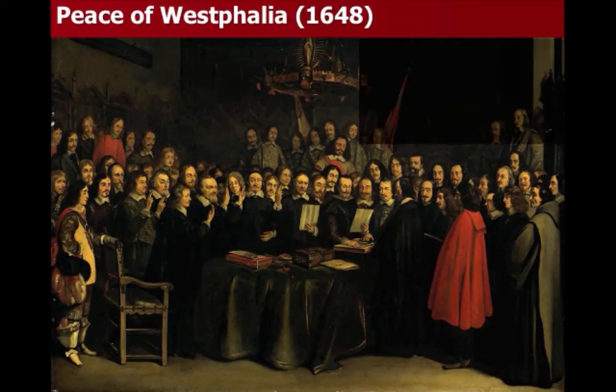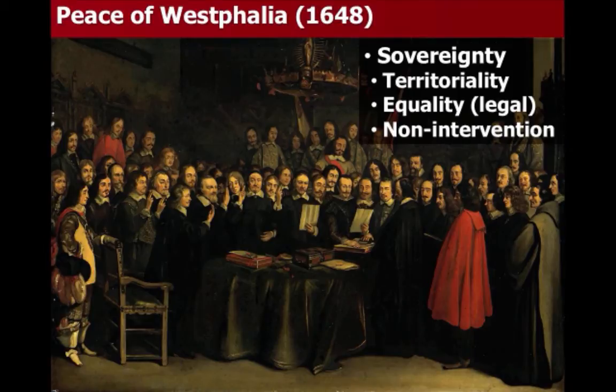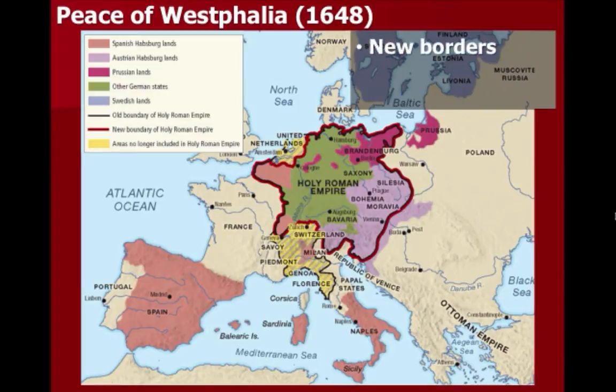This modern notion of Westphalian sovereignty, which exists today, can be split into 3 main parts. The first is that each state would be sovereign over its own territory and have the right to self-determination. This is called territoriality. A second one is that each state would be legally equal in power to any other state, regardless of its size. And a third is that states would not interfere with the internal affairs of other states, and this is the principle of non-intervention. Also, as a result of the Peace of Westphalia, many new country borders were established.